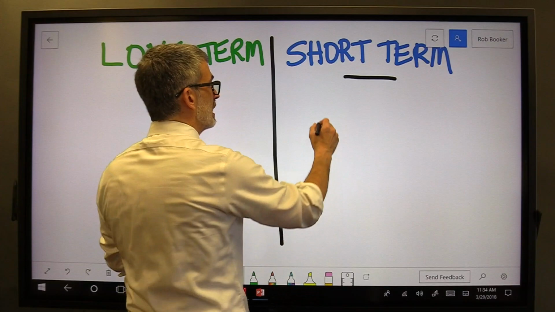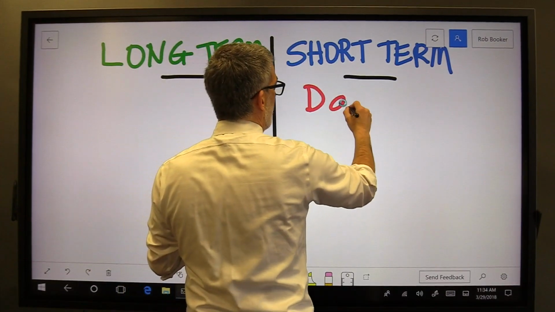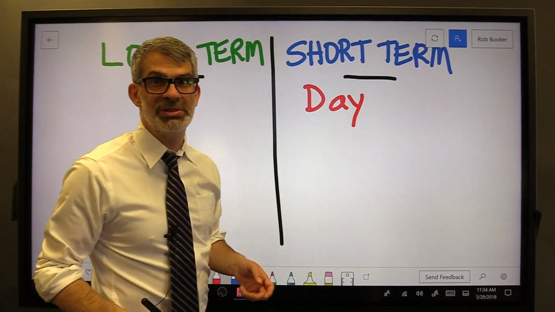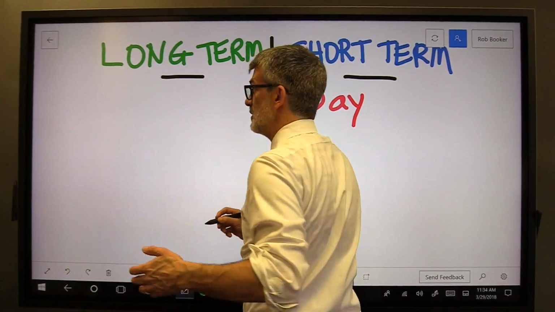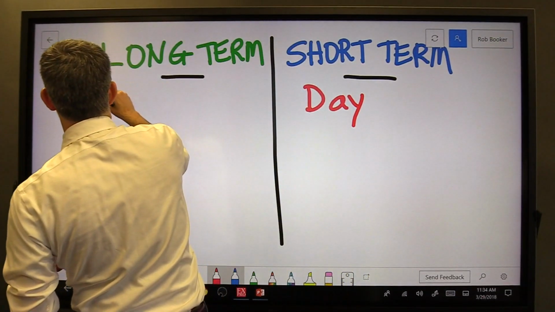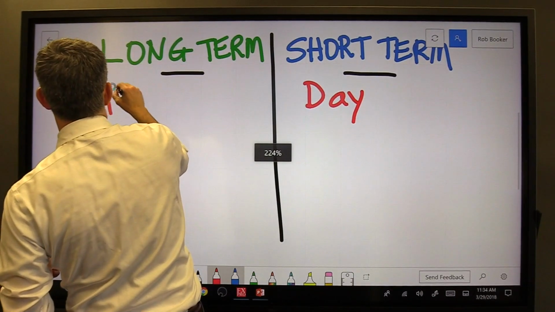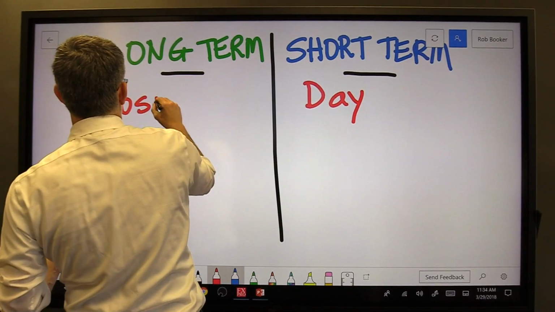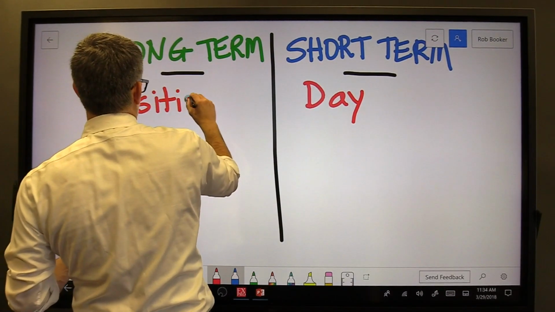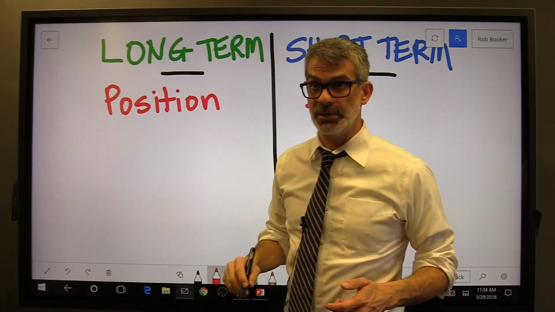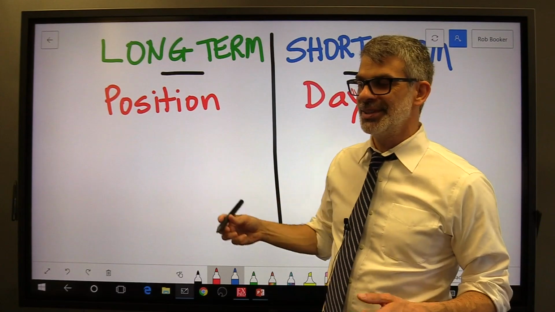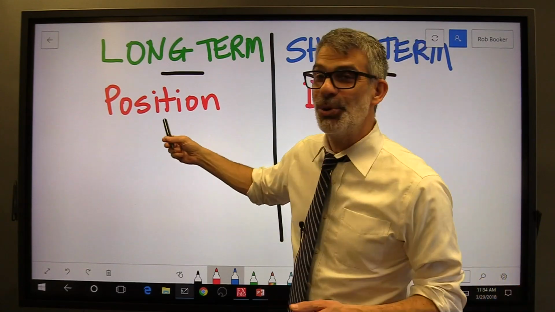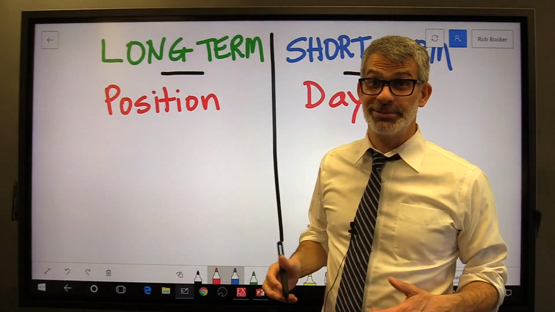So short-term trading is generally referred to as, or includes, day trading. Long-term trading is not day trading, and it's generally referred to as, and I know this might be a new term for some, position trading. Sometimes people will also throw around the term swing trading.